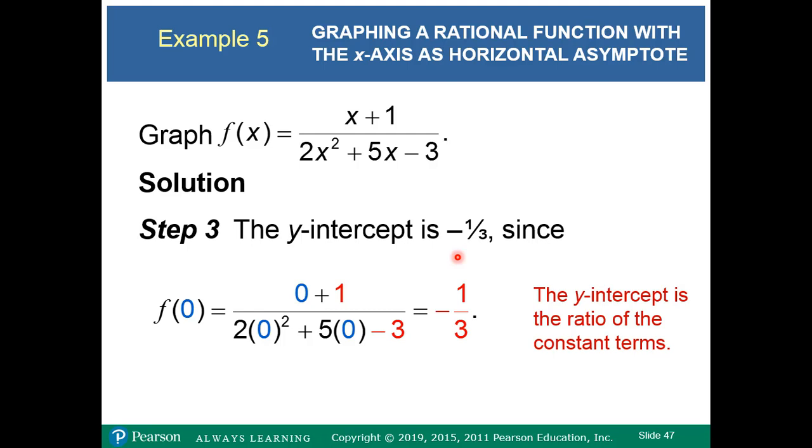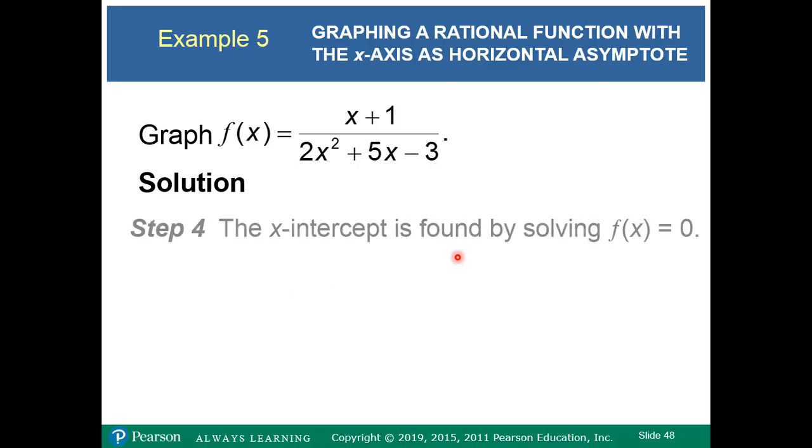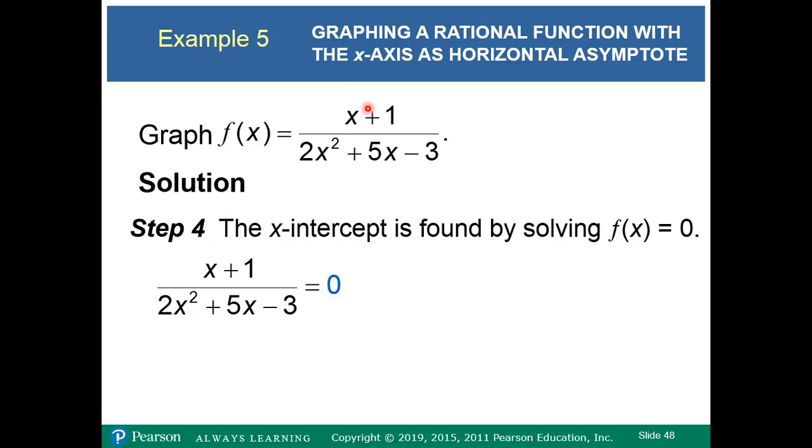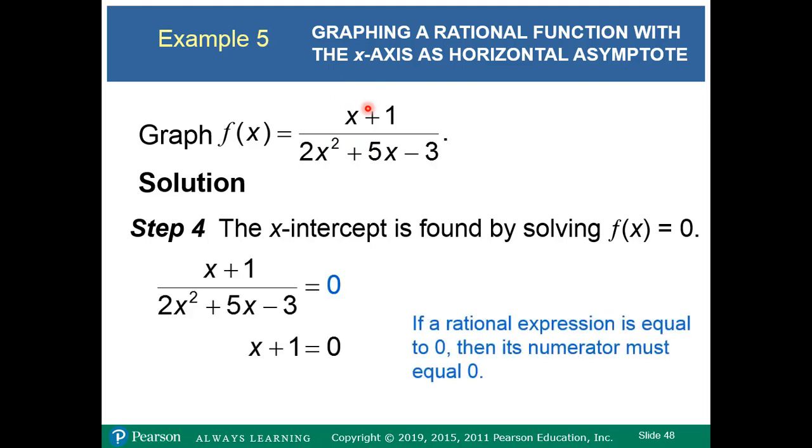And then the x-intercept we can find by setting this whole thing equal to 0. Well, the only time that this is going to be equal to 0 is when the numerator is equal to 0. So if we set that equal to 0, we get the fact that it will happen when x is -1. Right? There we go.